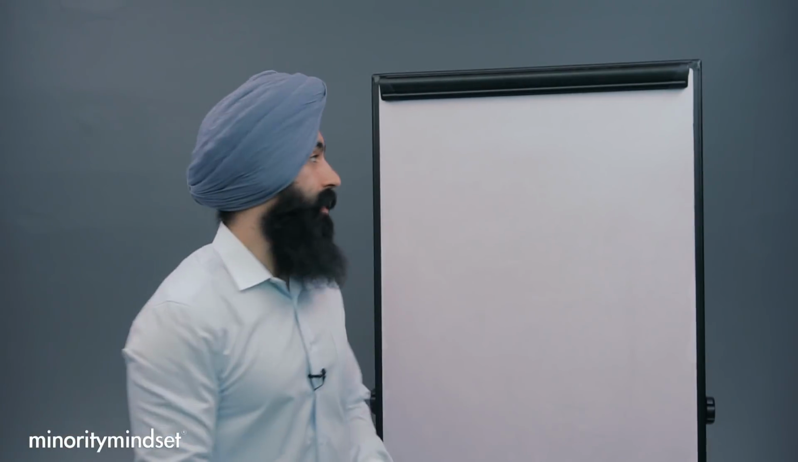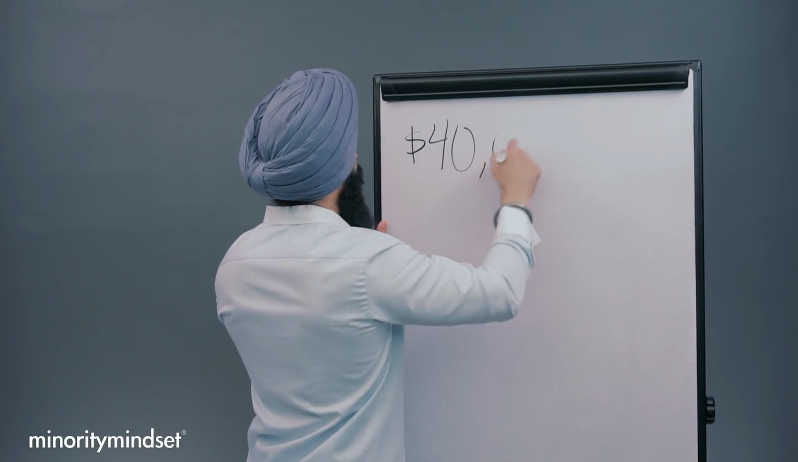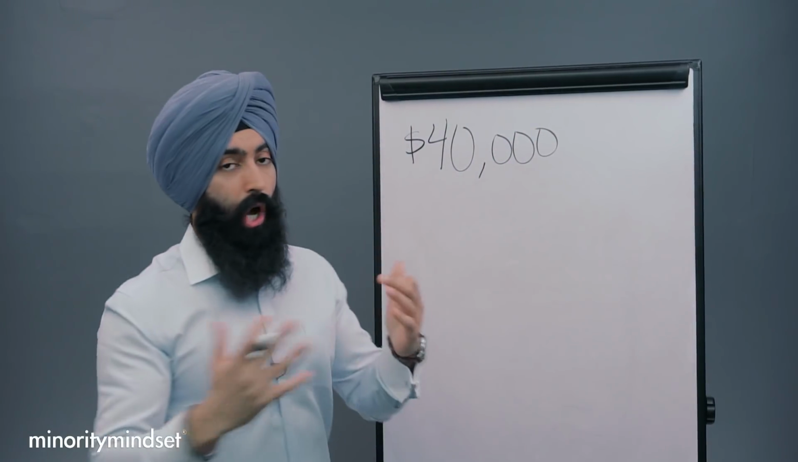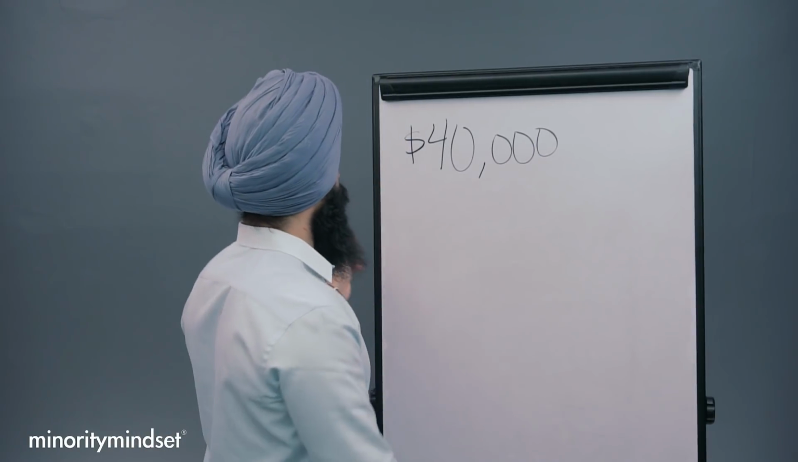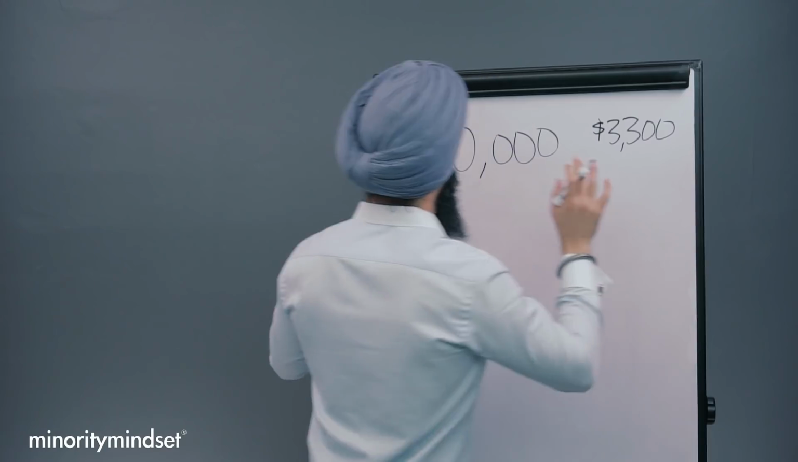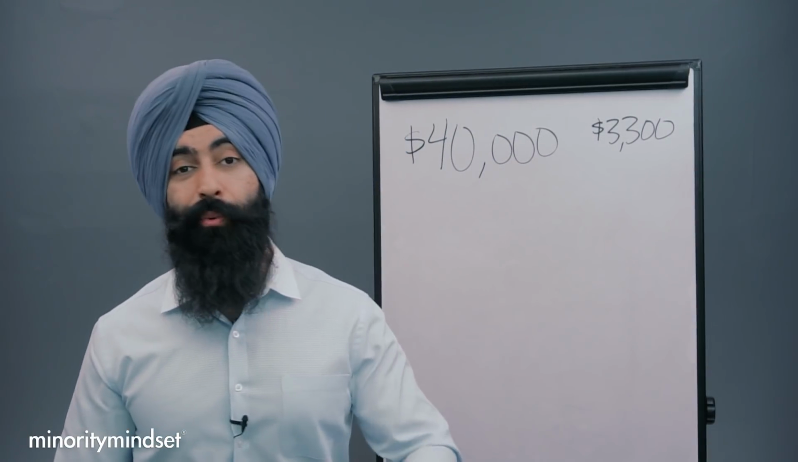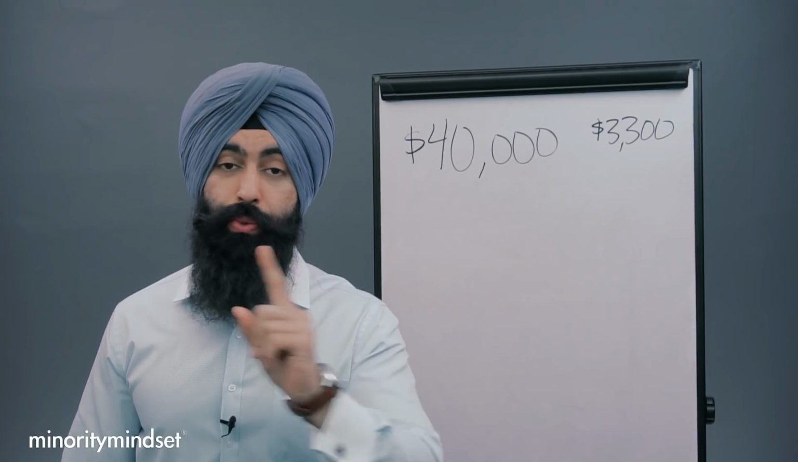So if you want this cash flow from your investments, this passive income to cover your expenses, you got to know what it's going to take. And let's assume, for the sake of this example, that you want $40,000 a year to cover your expenses. $40,000 a year is just over $3,300 a month. So you want to make $3,300 a month in cash flow from your investments. Now we've got to figure out how to do that through dividends.